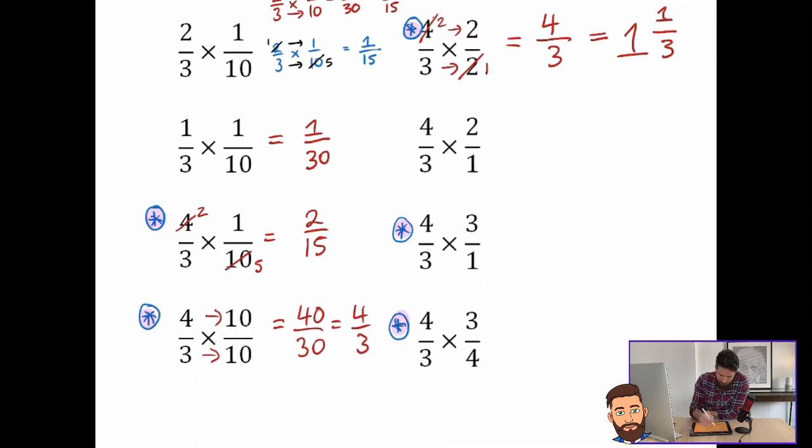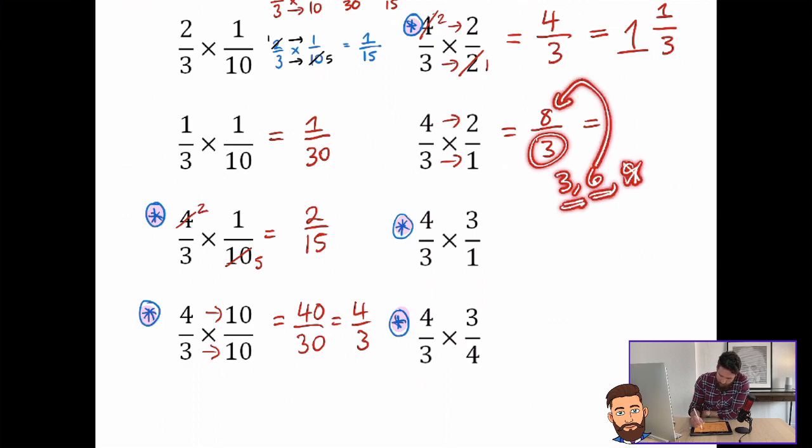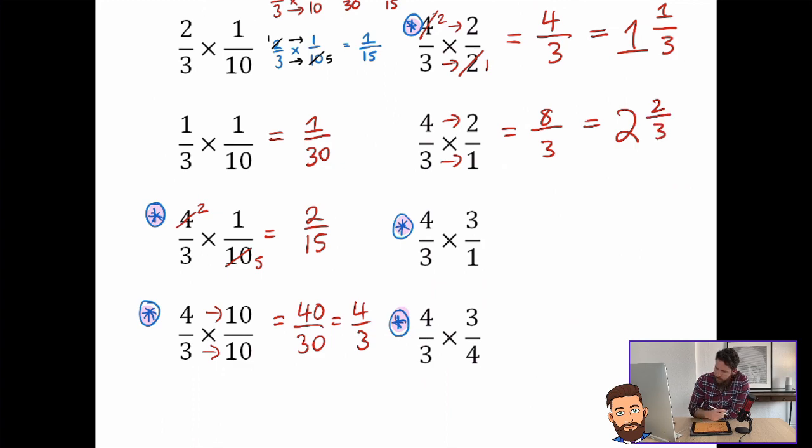Okay, next one. You should have done 4 times 2 is 8. 3 times 1 is 3. Top heavy again, how many times does 3 go into 8 whole? Well, you've got 3, 6, 9. 9 is too many, so 2 whole ones. With how many do I need to get from 6 to 8? 2 left over. So it's 2 whole ones with 2 over 3 left over.